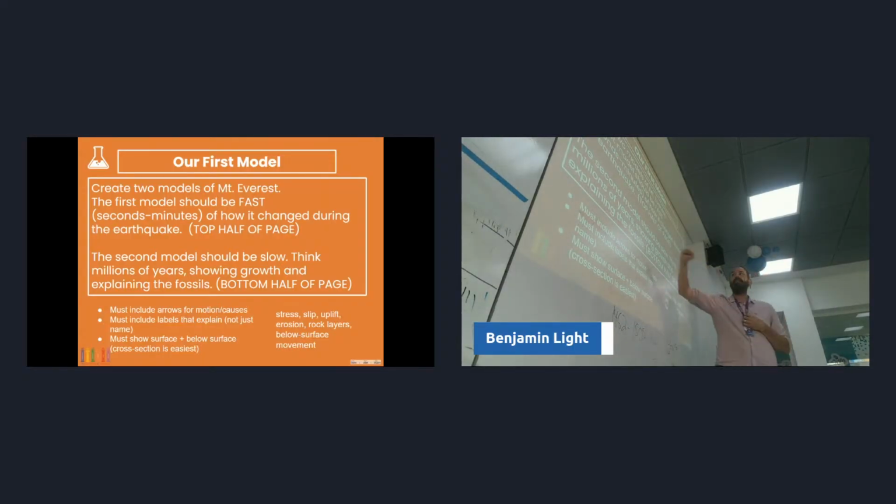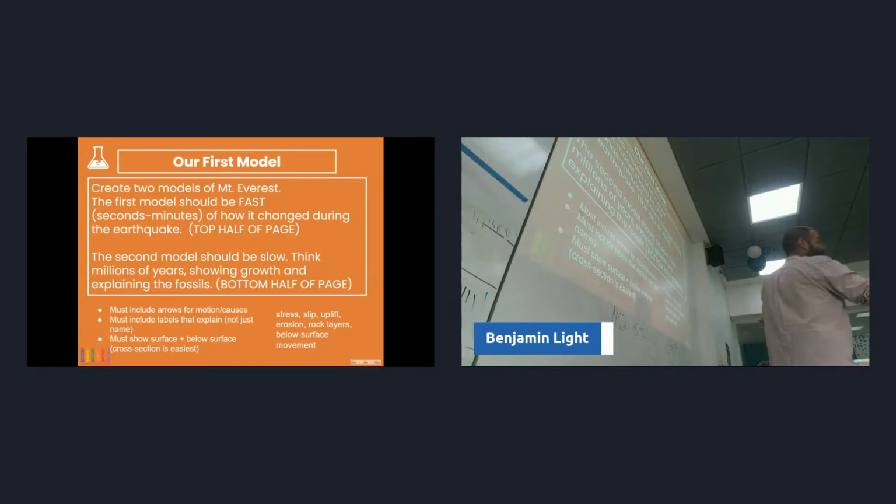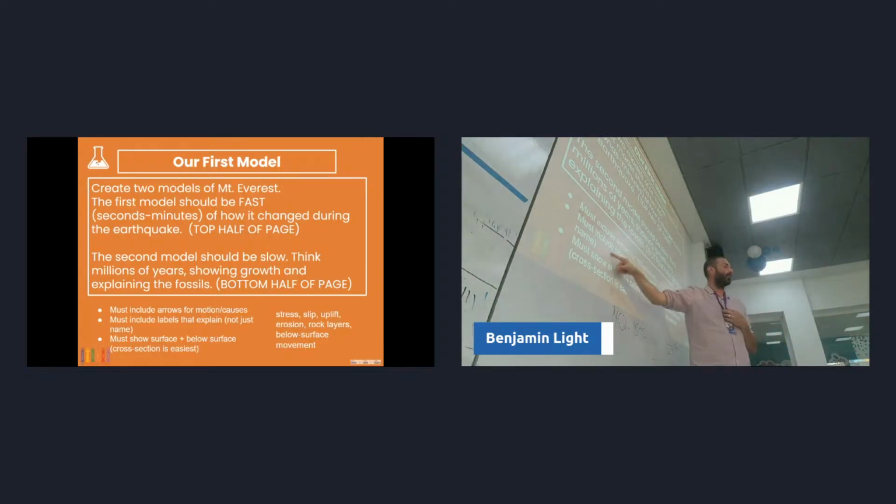And then the second one is the slow movement, millions, billions of years. How can you model it? Again, this is just trying. This is not being right. Okay. At the end, I'm going to randomly choose people to put their model underneath the camera, and we're going to look and see, do you have arrows, do you have labels, do you have a cross section? So that's it. None of you are right or not.